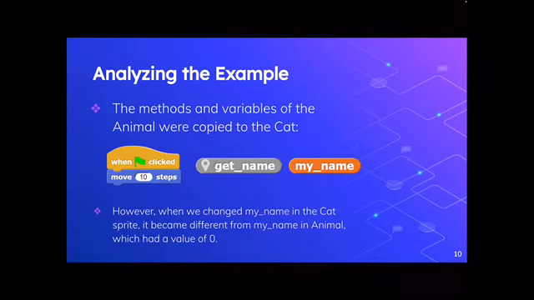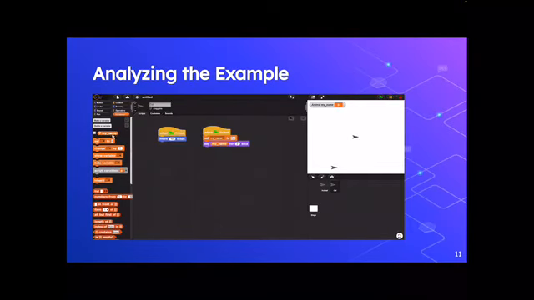If we look at this, we basically had some stuff. We had these blocks, this method, and a variable, and they were copied over from animal to cat. Then when we changed myName in cat, it became different for the cat, but it did not change for animal. Animal still had a value of 0. So if we look at this again, and look at myName, the cat is cat, while the animal is 0.